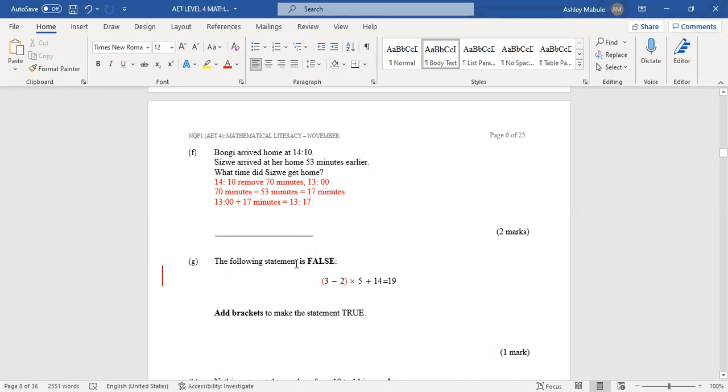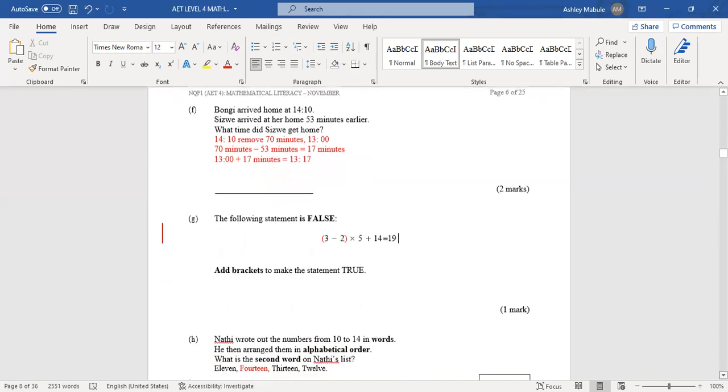And then for G, you're told that the following statement is false. Add brackets to make it true. Now, when I add my brackets here, I'm just going to say 3 minus 2, it's going to be 1. And then 1 times 5, it's going to be 5. 5 plus 14 is equal to 19. That's how I did that.